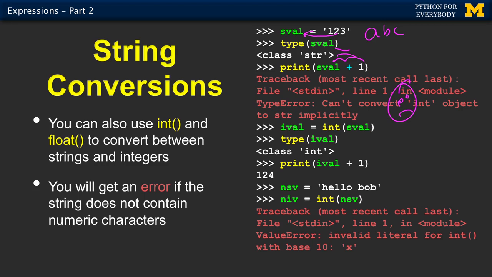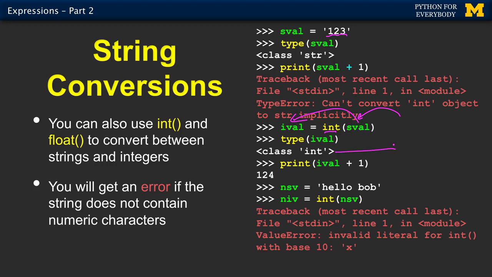But what if we know that inside of this string are actually digits and we want to get an integer representation or a floating point representation of that? Well, in that case, we can call the int function or the float function, passing in a string and getting back an integer. So this basically reads these characters, the 1, 2, 3, and goes, oh, that's 123, and gives us back 123. And we say, what kind of thing is in there? Well, now in ival, there's an int.